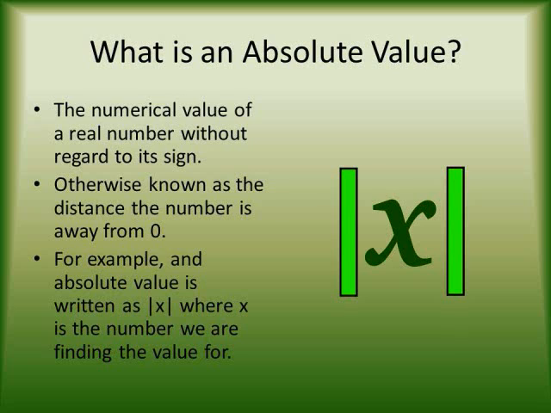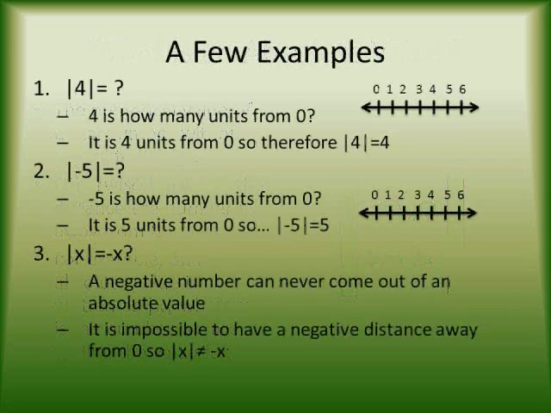For example, the absolute value is written as bar x bar, where x is a number we are finding the value for. So a few examples. The absolute value of 4 equals what? Well, 4 is how many units from 0? It's 4 units away from 0, so therefore the absolute value of 4 equals 4. The absolute value of negative 5 equals what? Well, negative 5 is 5 units away from 0, so the absolute value of negative 5 equals 5.